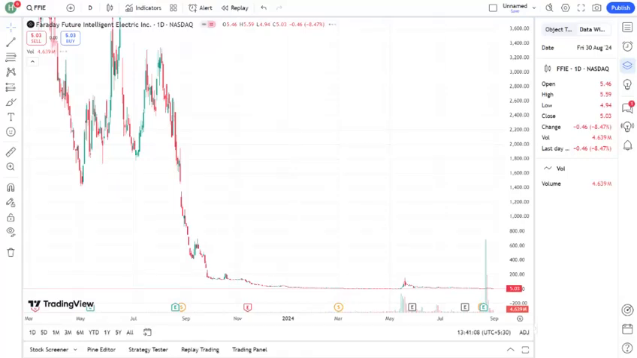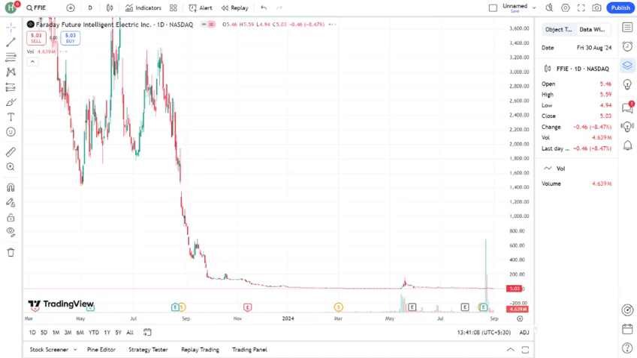Today, we're diving into FFIE stock, that's Faraday Future Intelligent Electric Incorporated. You might have heard about this electric vehicle company, but is it a good investment right now? Let's break it down.